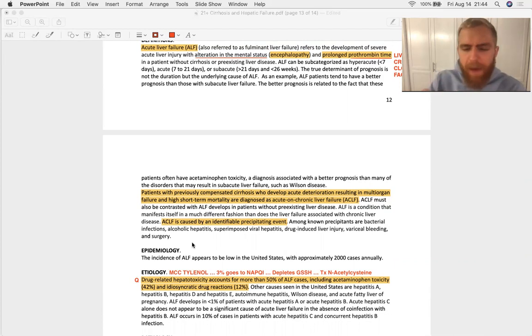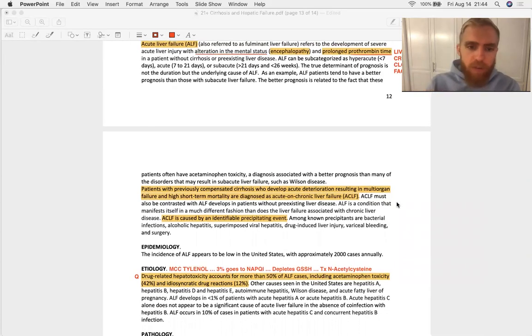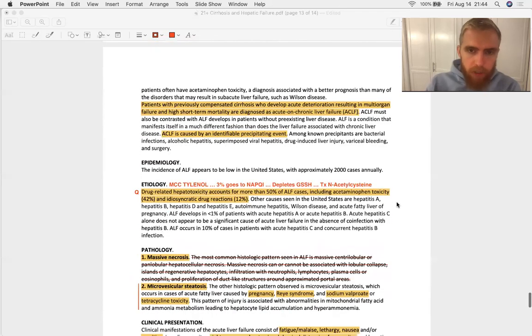And ACLF is going to be preceded by something very bad, such as a spontaneous peritonitis, an alcoholic hepatitis. Maybe they catch a viral hepatitis and that's the instigating event, or maybe it's something like Tylenol toxicity, or maybe it's a varix that causes that acute on chronic liver failure.